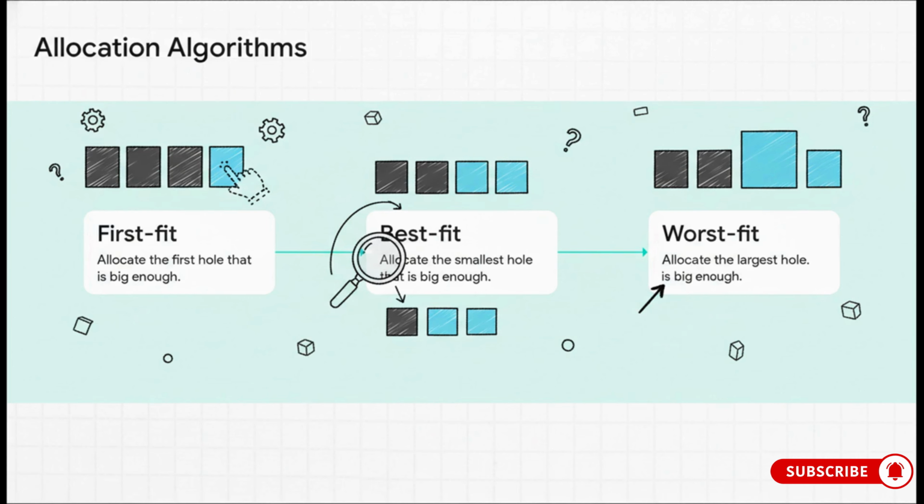And then there's worst fit, which sounds kind of crazy. It finds the biggest available spot. The thinking here is that if you take a small chunk out of a huge spot, the leftover piece will still be nice and big and useful for another car later. 3 different strategies, but they all lead to the same disaster.